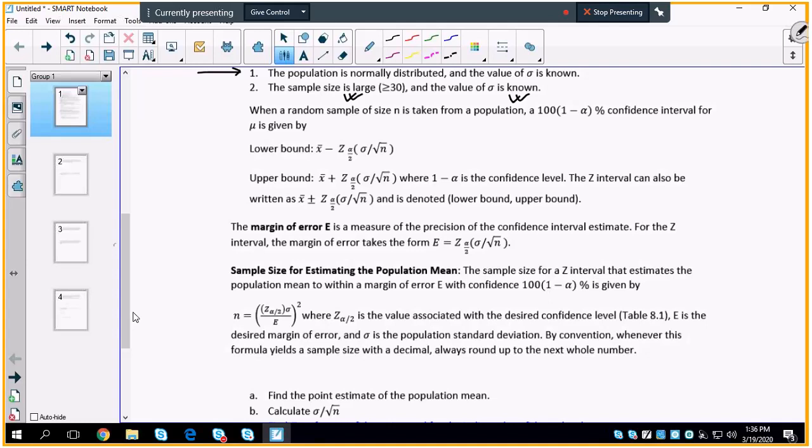To find the confidence interval, the first information I need is the point estimate. What is the point estimate? The point estimate for the confidence interval of the mean is the sample mean. So I will say the point estimate is X bar.